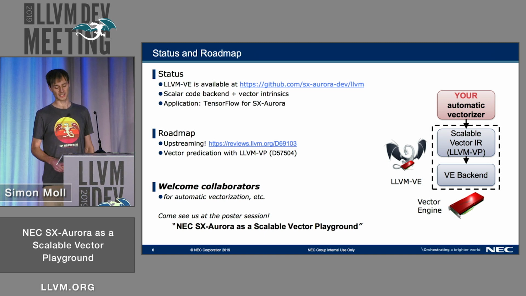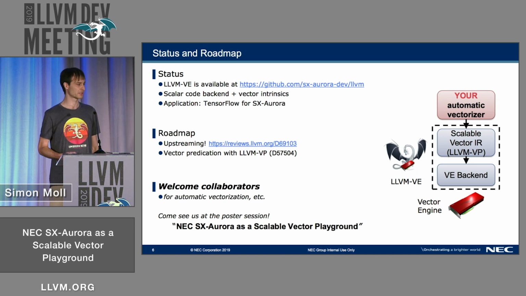Right, and so one thing I want to say is that there's this LLVM-VP proposal we've been working on. So VP is about adding vector predication support to LLVM, because LLVM doesn't support predication very well right now. And we will use that for our target once those patches are in, once this is in LLVM.